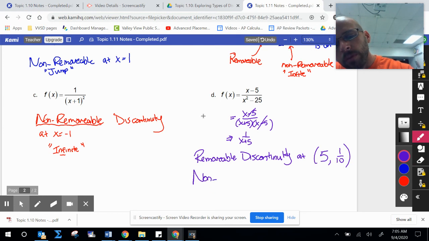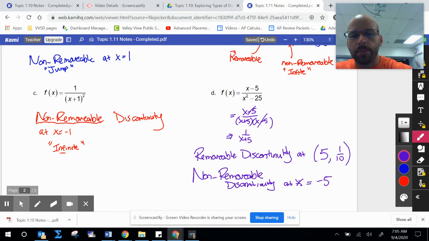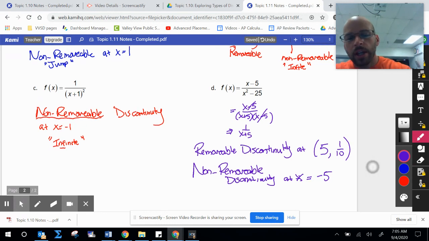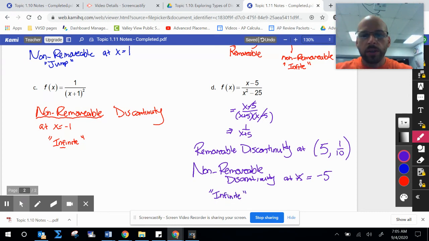Now a non-removable is going to be at x equals -5. That's going to be where my vertical asymptote is. That's the piece of the denominator that does not reduce. And because we know it's a vertical asymptote, we also know it's infinite. So if you want to label that, you can do that as well.